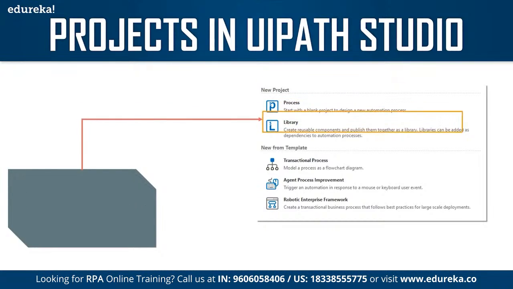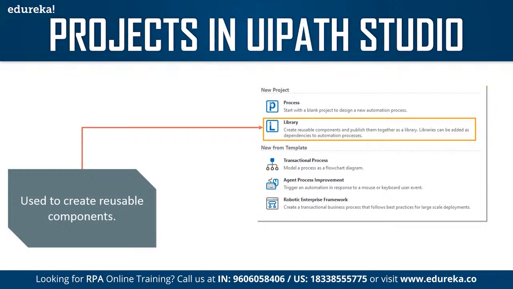Moving forward, we have the next type of project, that is library. Library is basically used to create reusable components and then publish them together as a library. So maybe you're working in an enterprise, and you'll have to use a specific set of components again and again for every kind of automation workflow that you wish to work on, right? So you can create those reusable components, publish them together as a library, and then everybody can use them again in their automation workflows. Irrespective of which automation workflow they're creating, they can use those particular reusable components in their workflows, right? So libraries can also be added as dependencies to automation processes.